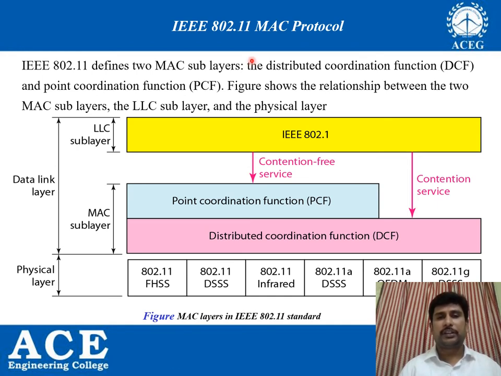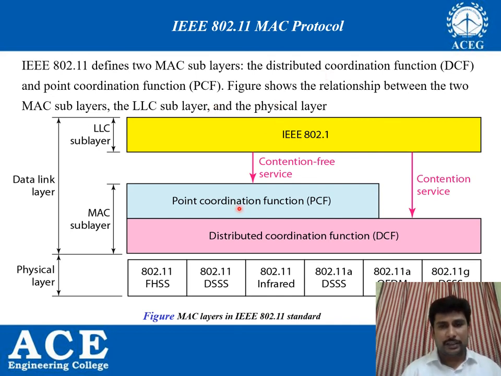In our first unit, we tried to introduce what we mean by IEEE 802.11, which is commonly referred to as Wi-Fi. There we tried to understand the architecture of IEEE 802.11. In this chapter, we'll try to understand the MAC layer and the MAC protocols of IEEE 802.11. IEEE 802.11 defines two MAC sublayers, that is, medium access control sublayers. What are they? Distributed coordination function and point coordination function.